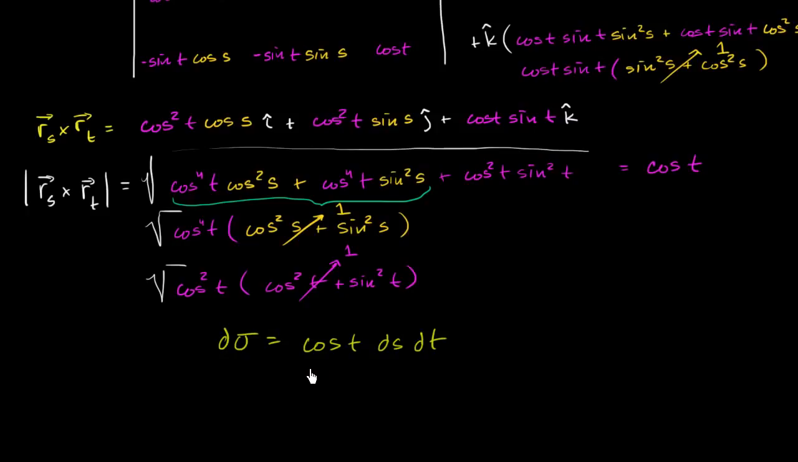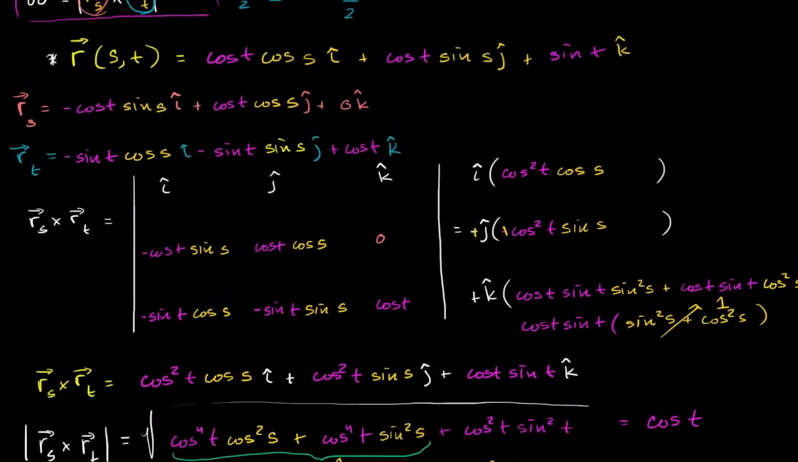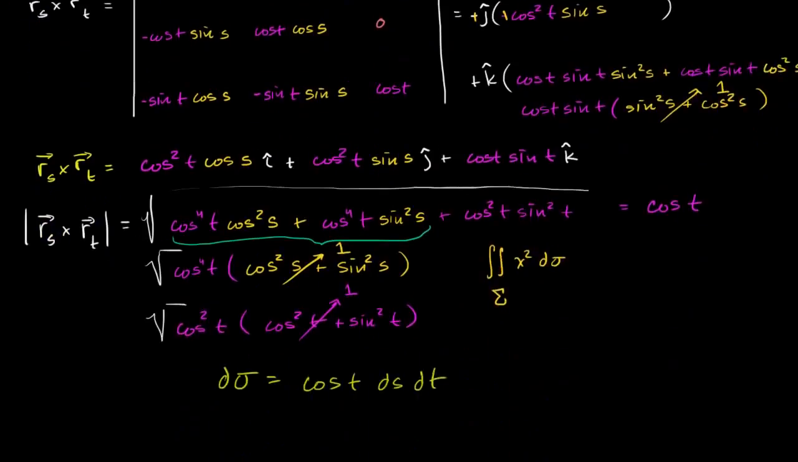Now with that out of the way, let's actually evaluate the integral. Our original integral, just to remind us, was the surface integral of x squared d sigma. We already know what d sigma is. Now we just have to write x squared in terms of the parameters. Well, we know the parameterization of x. This is our parameterization. X is going to be equal to cosine t cosine s. Let me write that down.